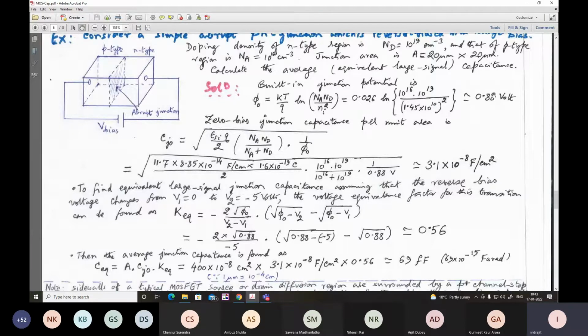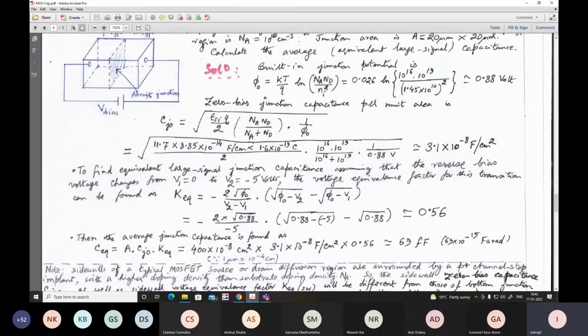Phi 0 is calculated to be 0.88 volt. V1 is 0, V2 equals minus 5 volt. Then we get it to be 0.56. And finally, the average junction capacitance is found to be this.